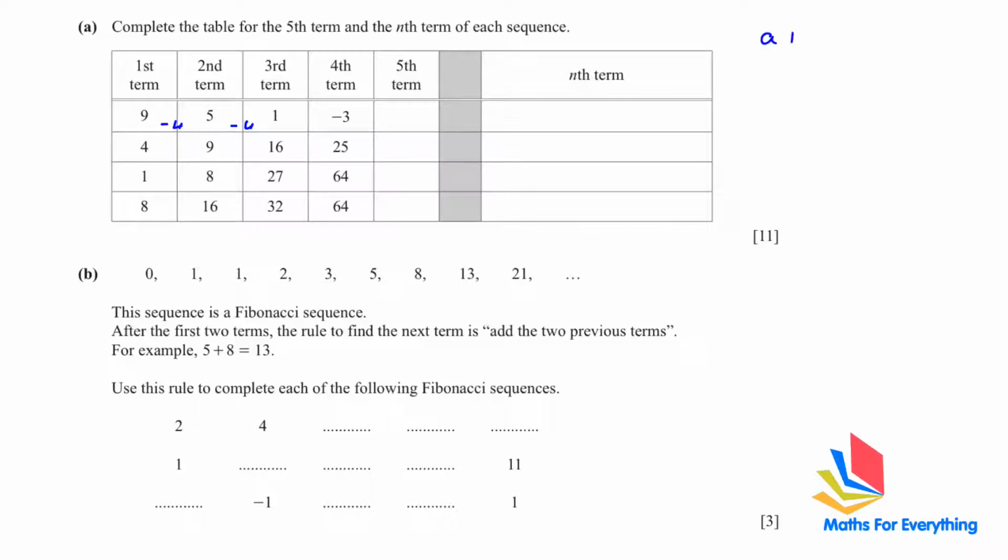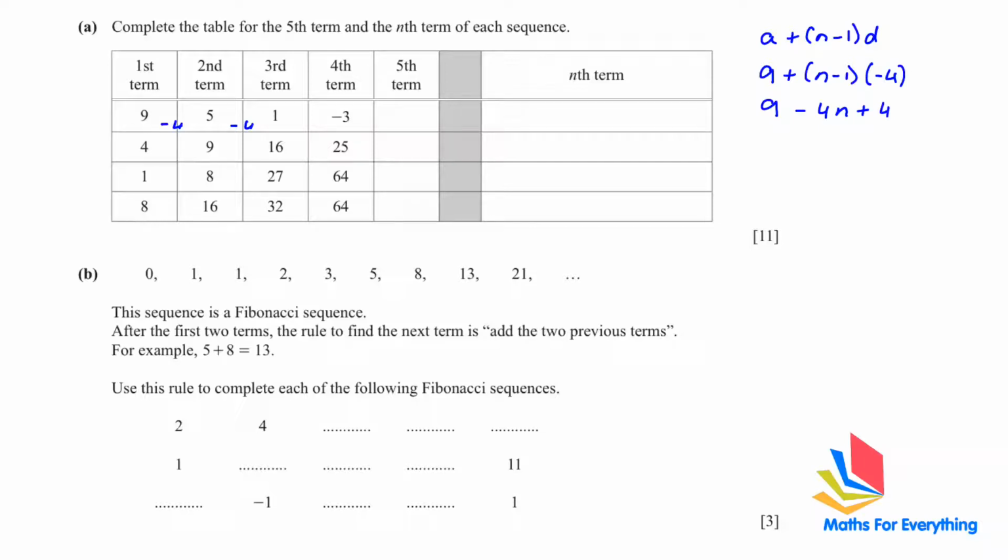This is the formula for arithmetic sequence, a plus n minus 1 d. a is your first term, which is 9, and d is your difference. Difference is the second term minus the first term. So 5 minus 9 is -4. Expand the bracket. 9, -4n plus 4.